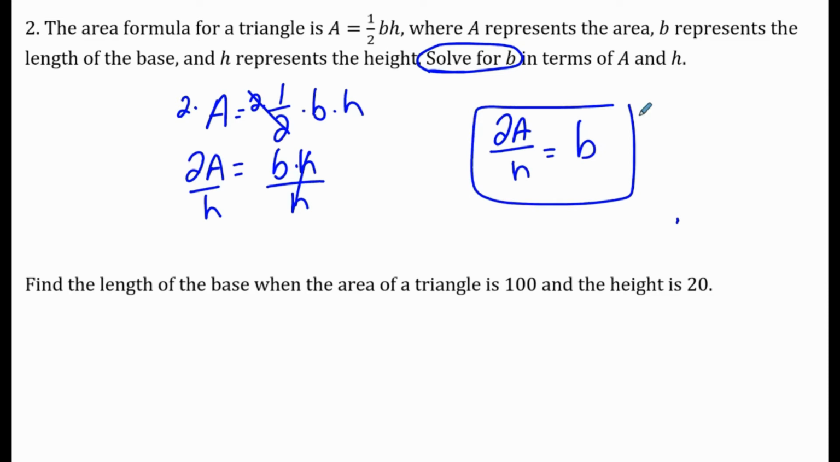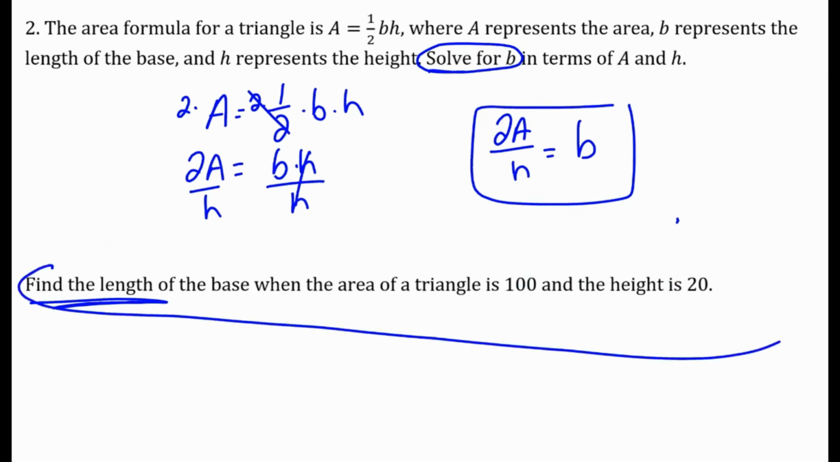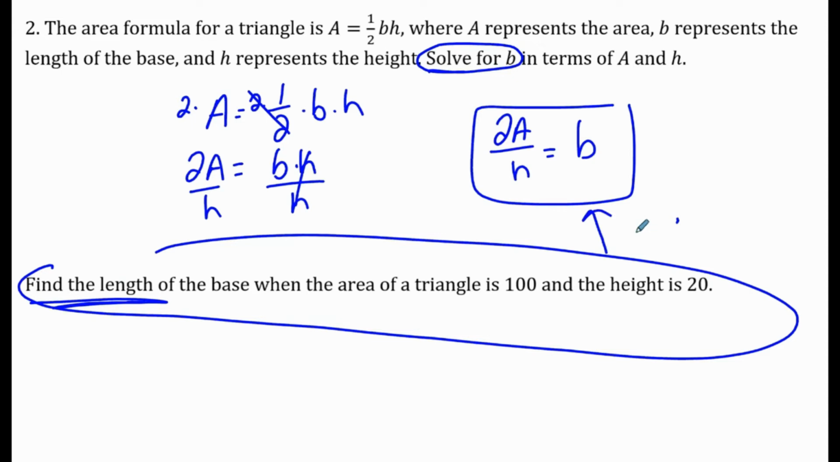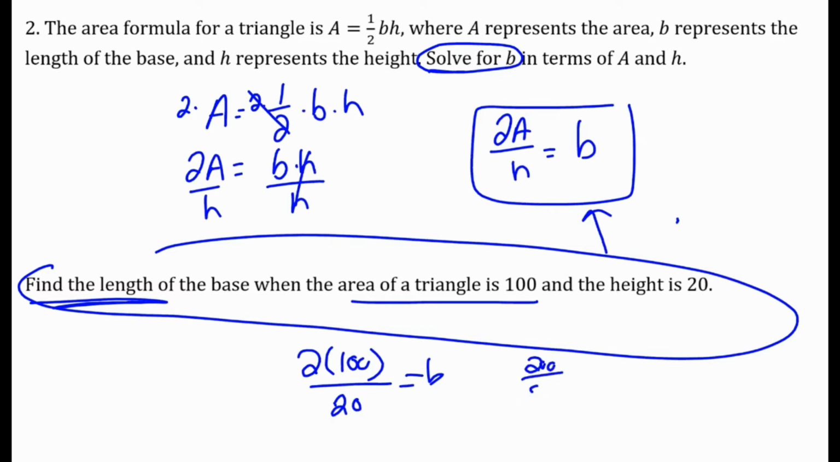Not too terrible. Find the length of the base when the area is 100 and the height is 20. So if there's normally a follow-up question, you take these numbers and plug them in. The area is 100, 2 times 100. The height is 20, divided by 20. That gives me the base. So this equation, this left-hand side simplifies to 200 divided by 20 is b. So I have b equals 10. So if the height's 20 and the base is 10, you get an area of 100.